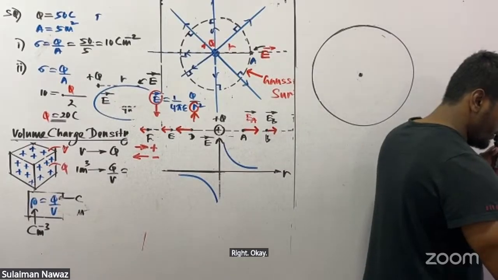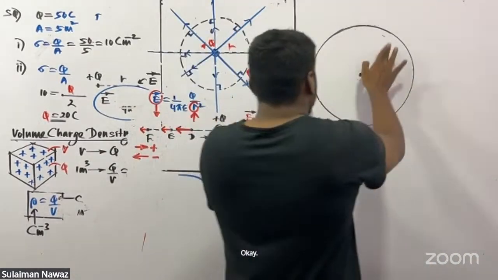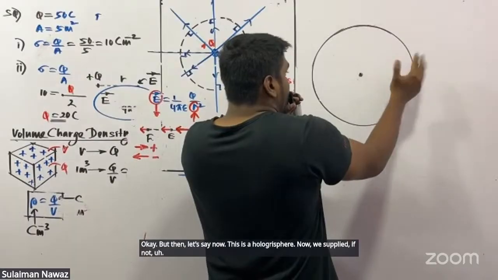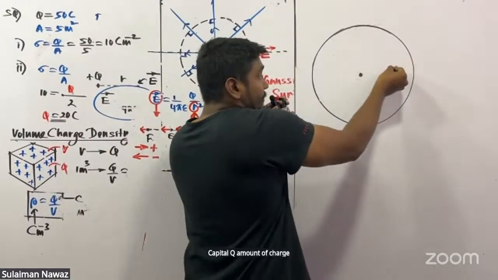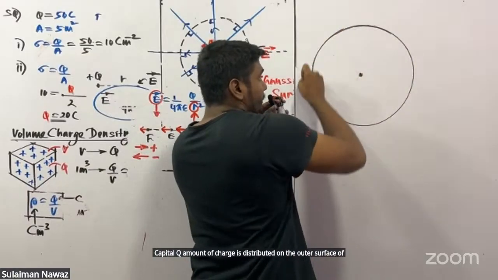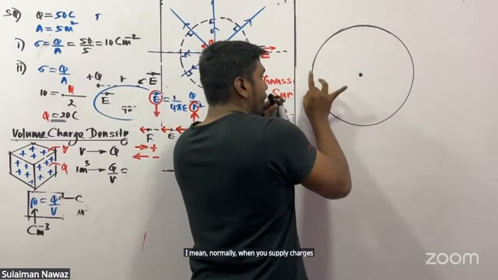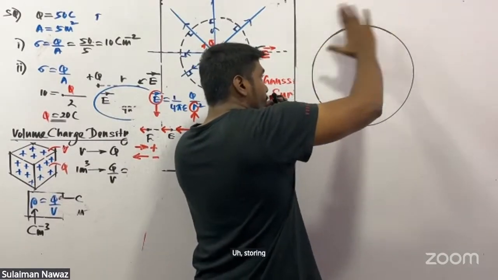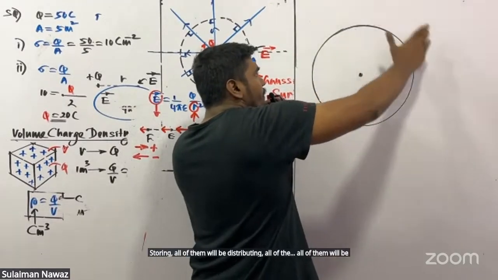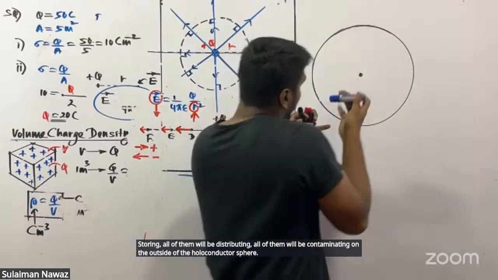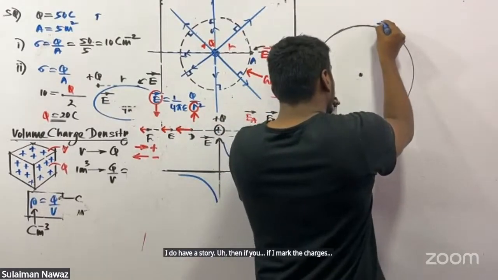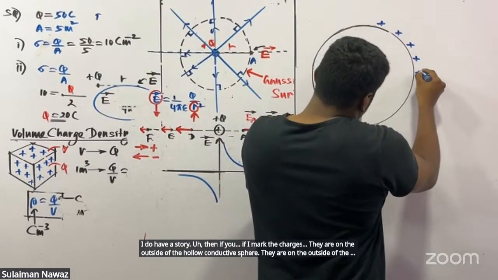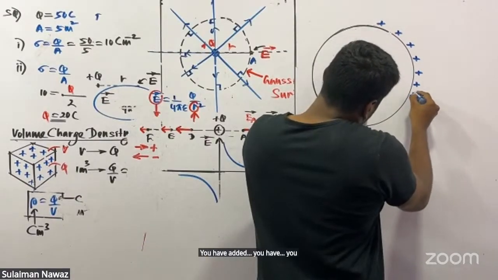Let's say now this is a hollow conductive sphere. Now we supplied capital Q amount of charge, distributed on the outer surface of this hollow conductive sphere. Remember, normally when you supply charges, none of the charge will be inside the conductive sphere. All of them will be distributed on the outside of the hollow conductive sphere. That's the first story. If I mark the charges, they are on the outside. Let's say you have given positive charges.